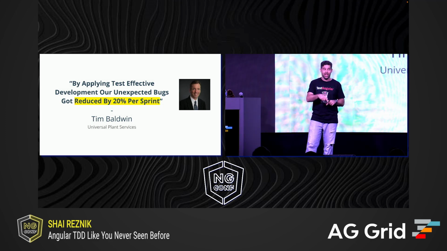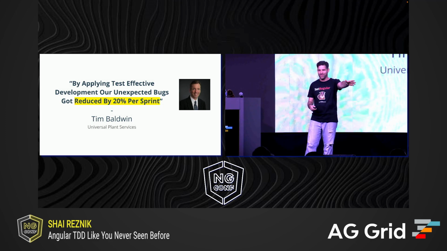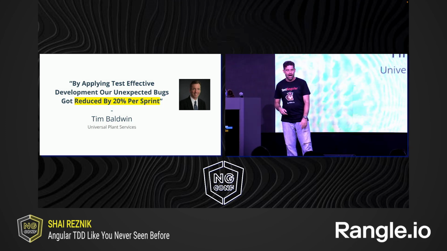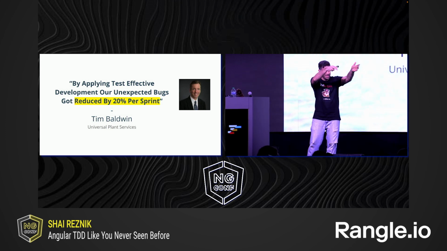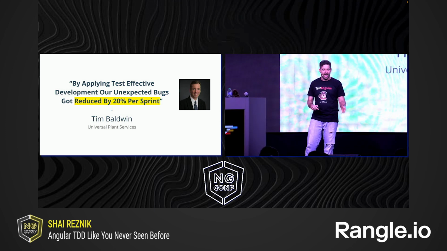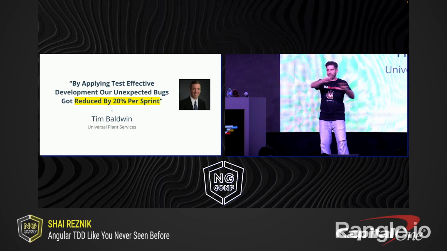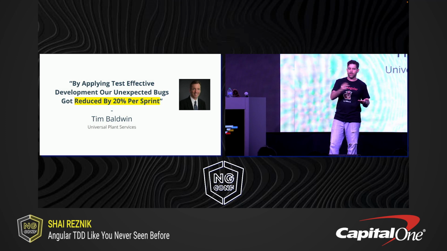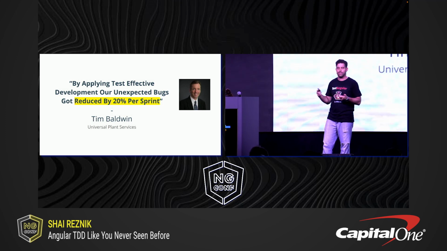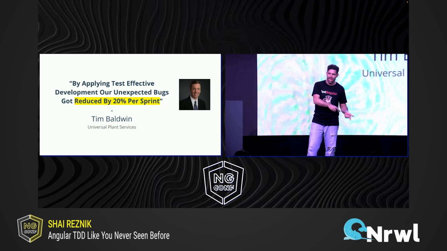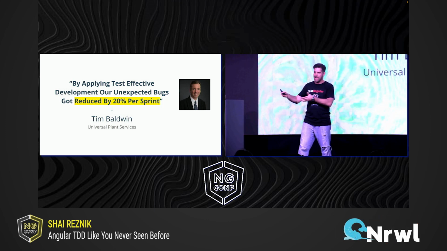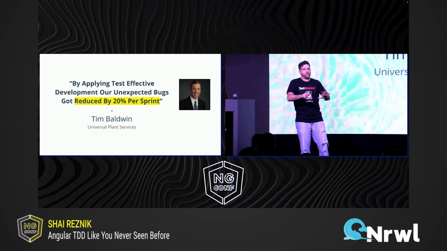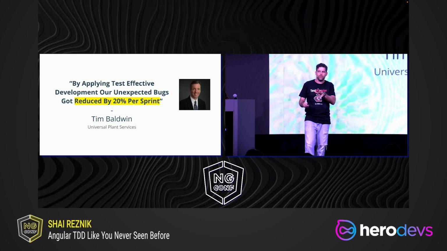And Tim Baldwin, who is sitting here in the audience with the blue shirt, from Universal Plant Services, and his team here, make some noise. They got their entire team on board and doing the training, and after a couple of months they managed to reduce their unexpected bugs by 20% per sprint. Think about it: 20%, how much time and money and unnecessary work you don't need to do each sprint, like, oh, stop what you're doing and go fix that. So I want to give you this inspiration.